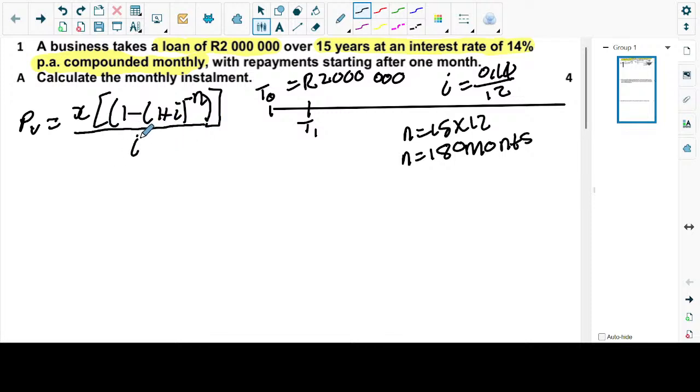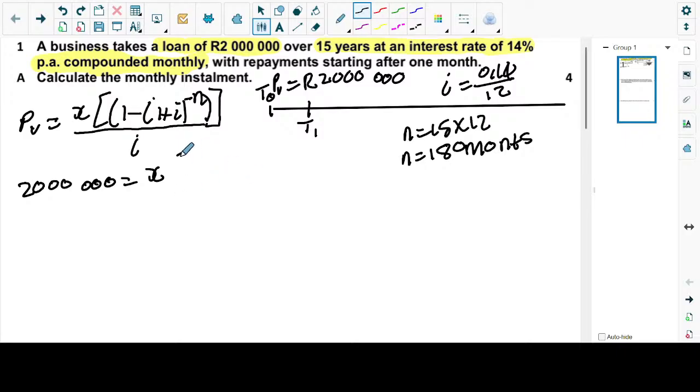all over i. From here we can do what we call the substitution. We know 2 million is our present value, and i is 0.14 all over 12. So our present value is 2 million, which is equivalent to X. We know it's unknown. We are calculating it. That's why they said calculate the monthly installment.